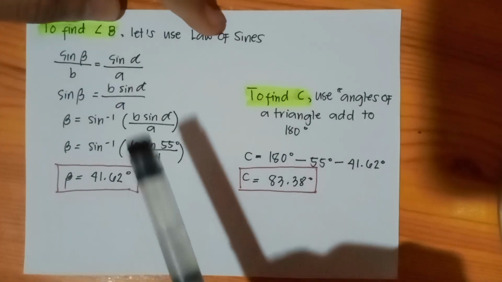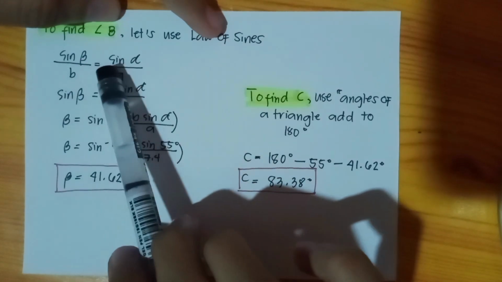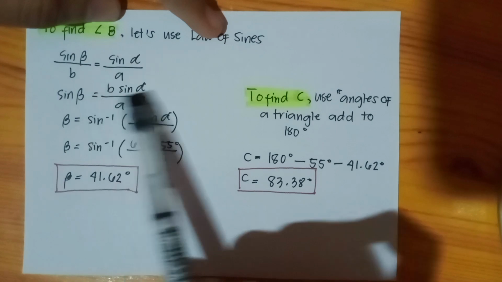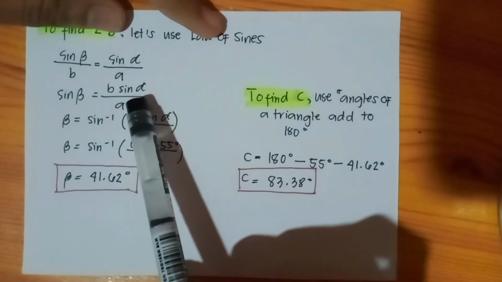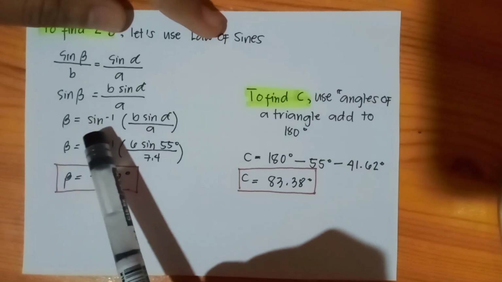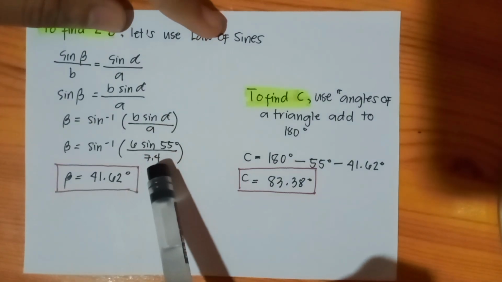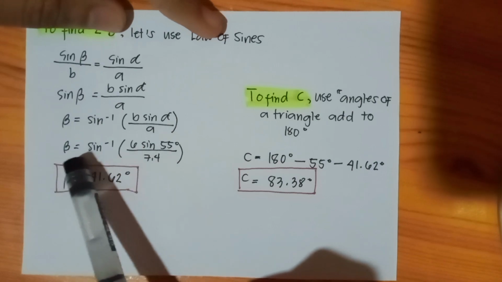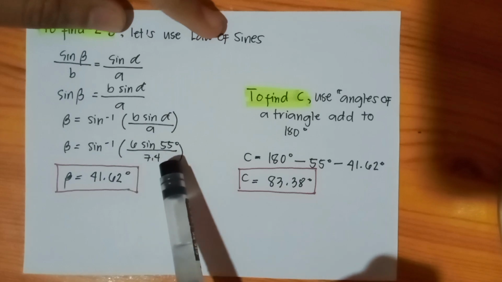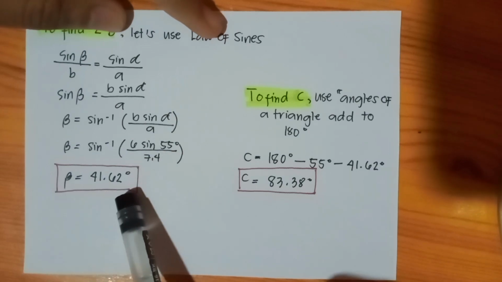So let's now find the angle B. Let's use the law of sines here. So we have sine beta over B equals sine alpha over A. So sine beta equals B sine alpha over A. So let's transform it into an inverse. So we have beta equals sine inverse of B sine alpha over A. So let's input the given. So we have beta equals sine inverse of 6 sine 55 degrees over 7.4. And the result is 41.62 degrees.